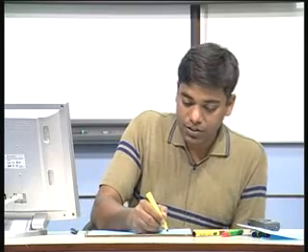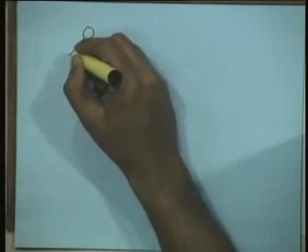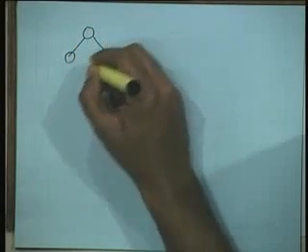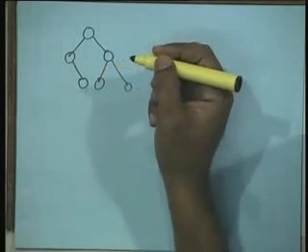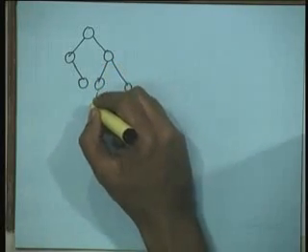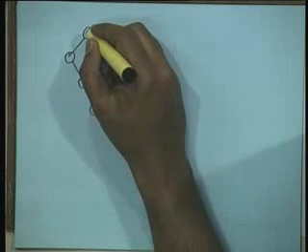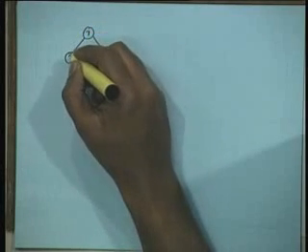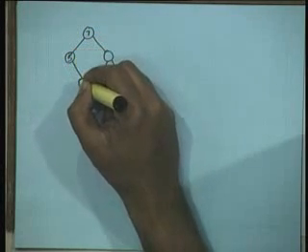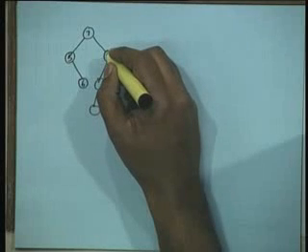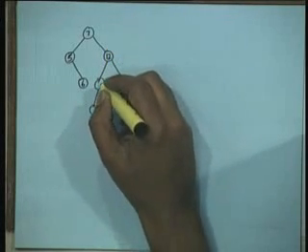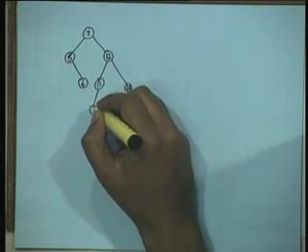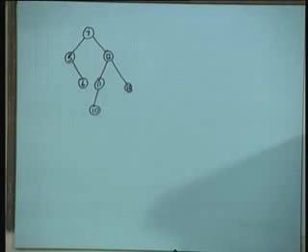Suppose I have a tree which looks like the following. I need to put in some keys so that this looks like a binary search tree. So let's put in 7, 5, 6, 12, 13, 11, 10. Is this a binary search tree?